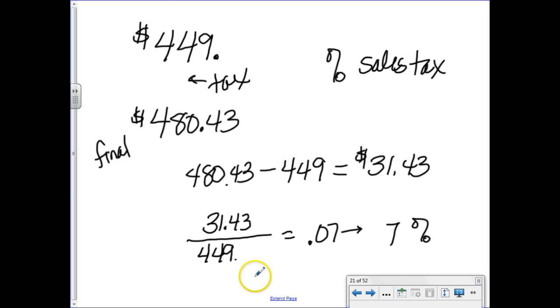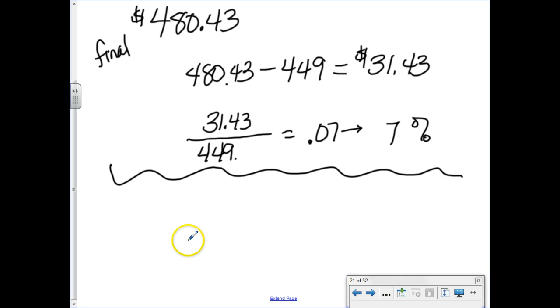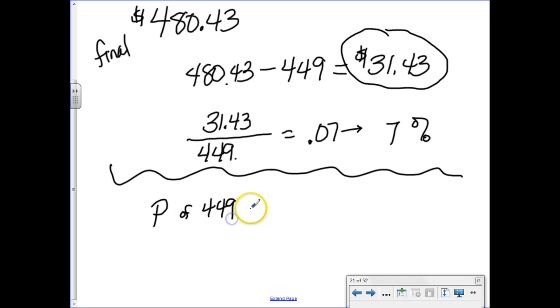Okay? If this makes sense to you, awesome. Then just keep doing it this way. If this is hard for you to remember, then think of it this way. When I found how much my tax was, basically my question is I know I had to take my percent, whatever that is, and I don't know, my percent of the price of my original item, which was $449, that had to equal $31.43. This is that whole of and is. My sales tax percentage of $449 is $31.43.